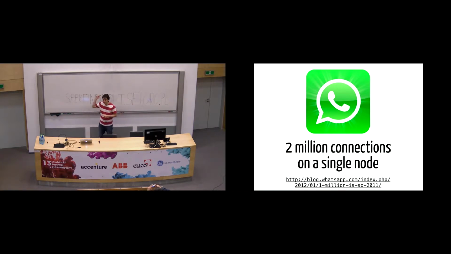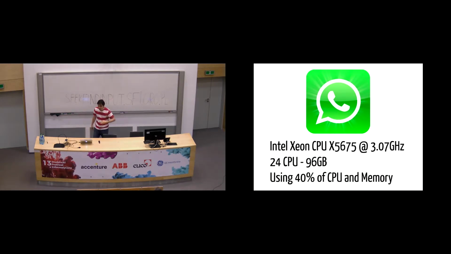Right? They wrote some time ago this story about how they could have 2 million connections on a single machine. So WhatsApp is a messaging application, right? You install on your phone, you can exchange messages with your friends. In this case, they had 2 million phones connected to a single node in production. Information was coming and going, right? The link for the blog post is here below. And when you read information about that machine, you can see that's quite a powerful machine at the time. It was an Intel Xeon with 24 cores, 96 gigabytes of RAM, right?